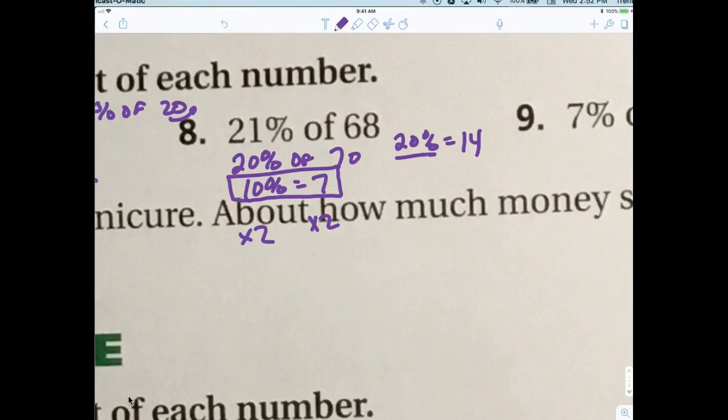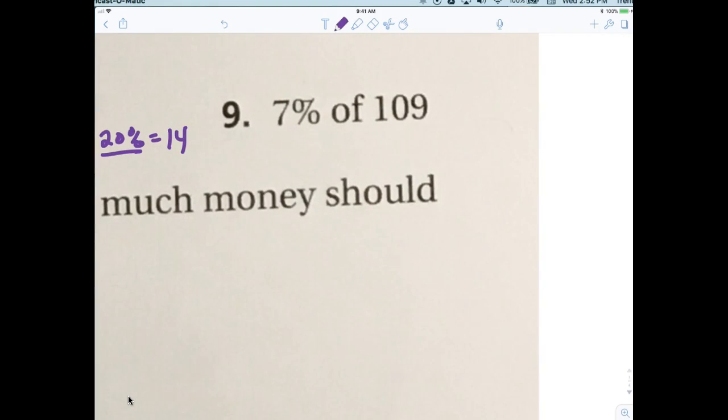All right, let's look at it again. So I'm definitely not doing 7%, so I'm going to change 7% to what? 10%. All right, and I'm going to round 109 to what? To 110. You can do 100, I'm not arguing with you, but 110 is closer to 109. Right? So 10% would be what? 11. All right, so 10% of 110 is equal to 11.